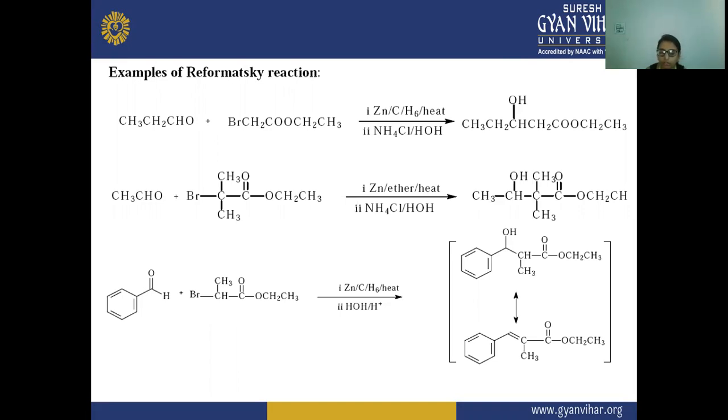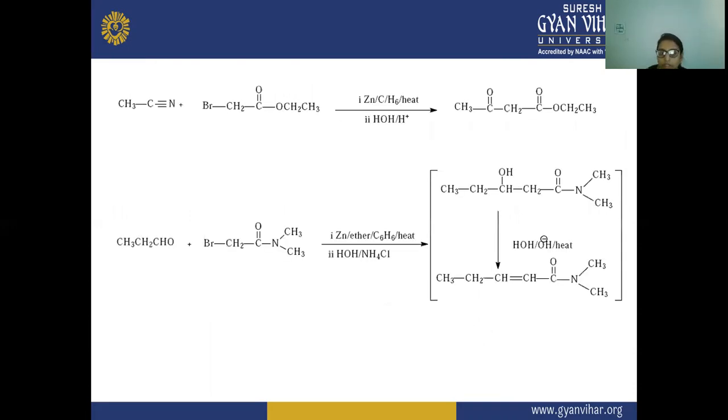Next is your aldehyde, benzaldehyde, and when it is reacting in this Reformatsky reaction, this benzaldehyde is reacting with this alpha bromo ester, and in the presence of zinc, there is a formation of this compound, that is your resonance stabilized. Next is a cyano compound. When it is reacting with this bromo ester, then there is a formation of this product, and then an aldehyde, that is a propanal. When it is reacting with this amine, then there is a formation of the resonance stabilized structure.